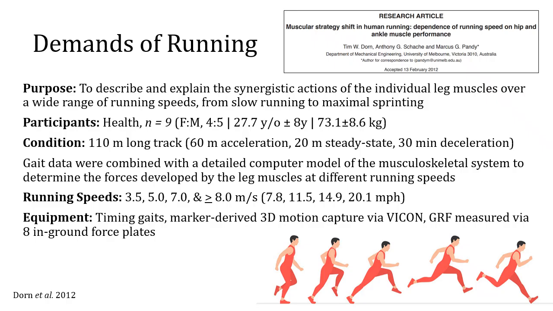The running speeds went from 3.5 all the way up to greater than 8.0 meters per second. For those more familiar with English units, that's 7.8 all the way up to 20 miles per hour, which is a full-on sprint. They used timing gates and a 3D motion capture system via Vicon. They looked at the ground reaction forces, which is the amount of force that someone puts into the ground, and they did so with in-ground force plates.